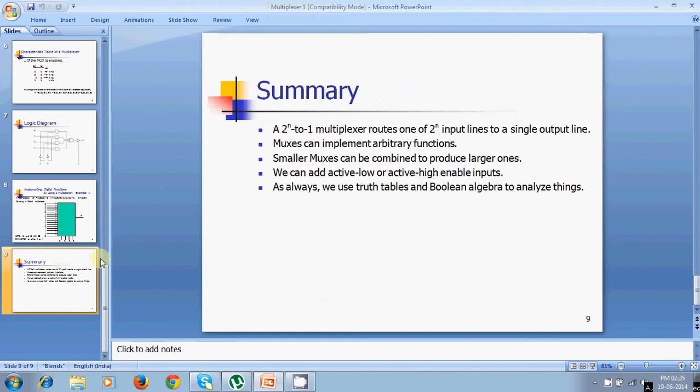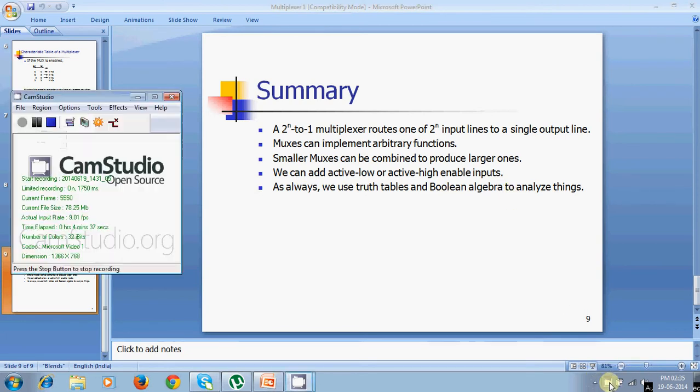So now we can conclude that a multiplexer selects one of its 2 raised to the power n input lines to be the output. Multiplexers can be used to implement arbitrary functions, and we have to use truth tables and Boolean algebra to analyze these circuits.